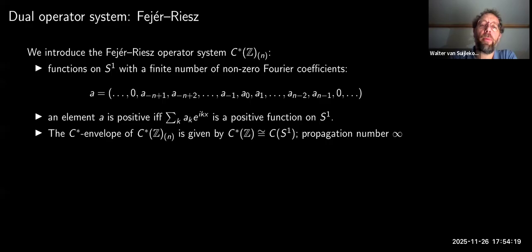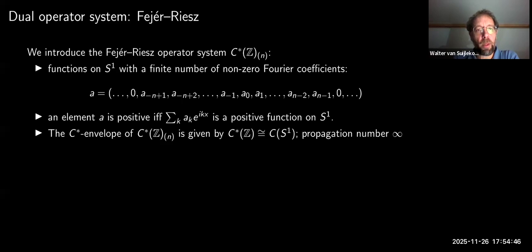The C-star envelope is then actually realized to be all of C of S1, because first of all, you find that the support grows under the convolution product, for instance, in Fourier. So you find that the propagation number in this case is equal to infinity, because the support was finite and you need infinitely many products to get all of C of S1.